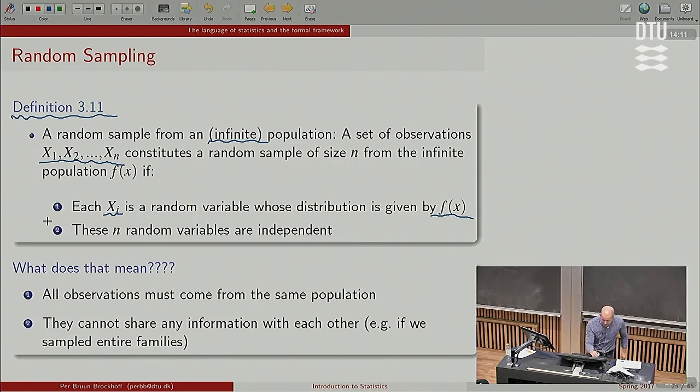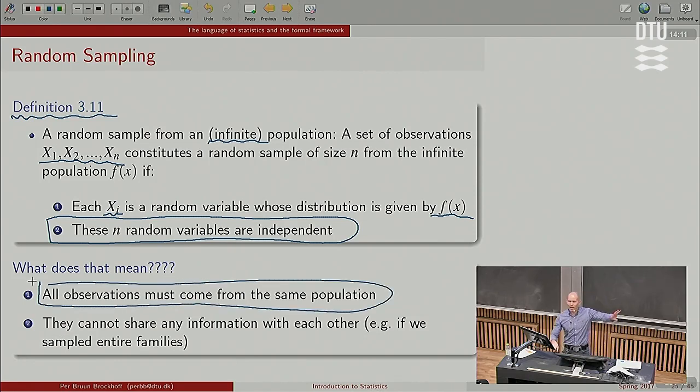And then the independence. It should be independent, right? So all observations should basically come from the same thing. So we should have a meaningful population to talk about, and we should sample from that. And then the independence, we shouldn't.